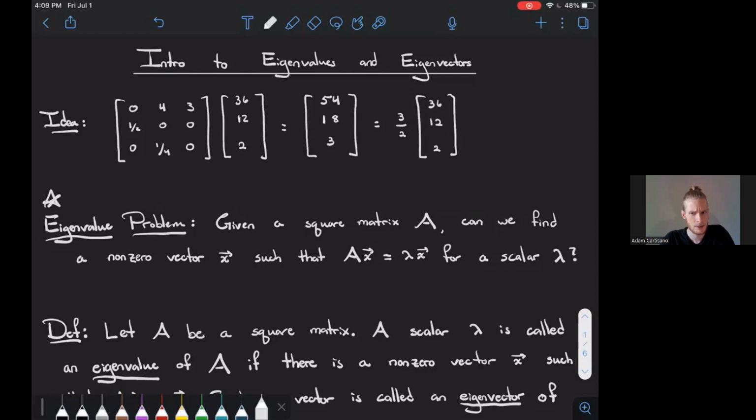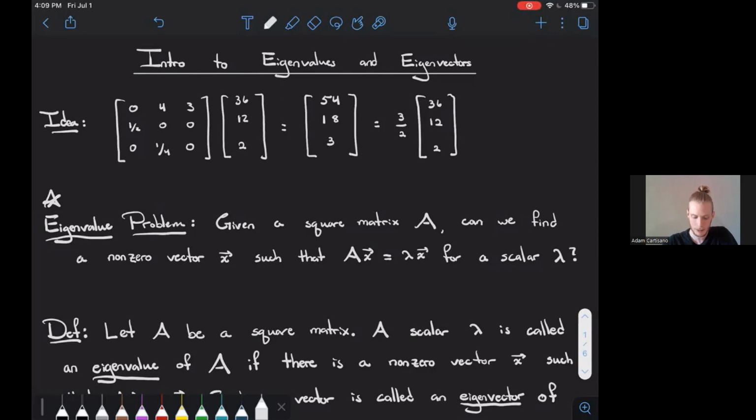That seems abnormal because very rarely has that happened over the entire course of our class. Normally you just put in a vector and you get out some other random vector. Why should the output be related to the input? Is that something special about the matrix? As it turns out, no. It's something special about the vector that we put in. It's the matrix and the vector that we chose. It was carefully fine-tuned so that would happen.